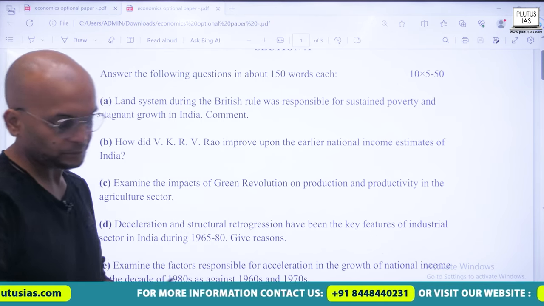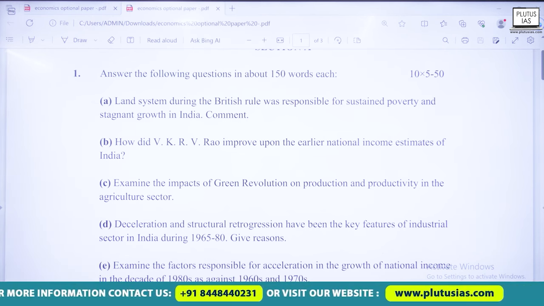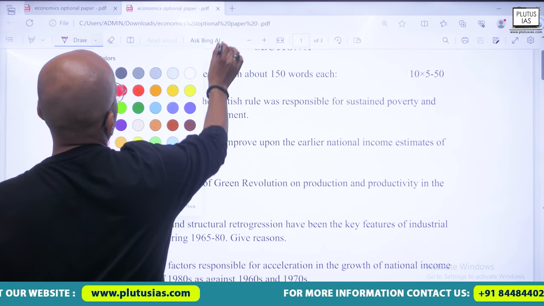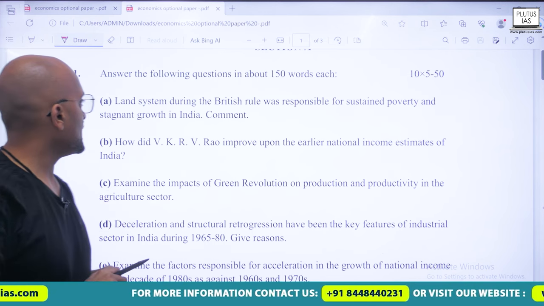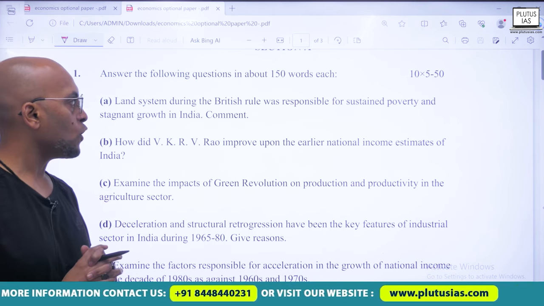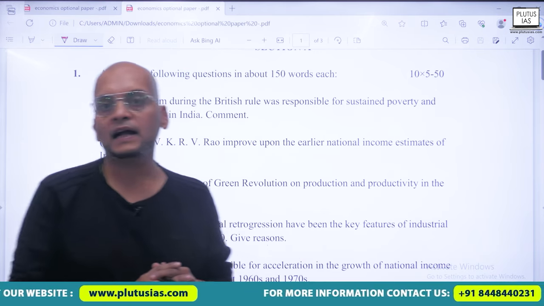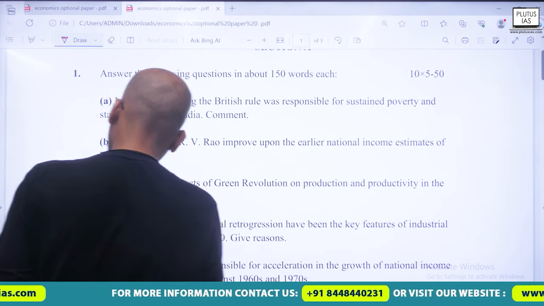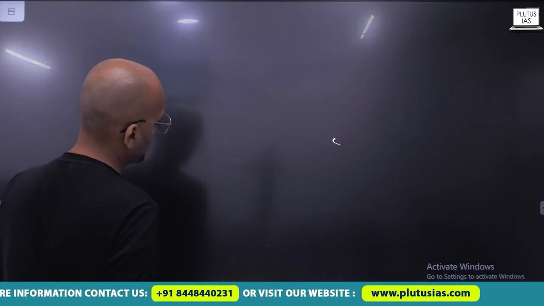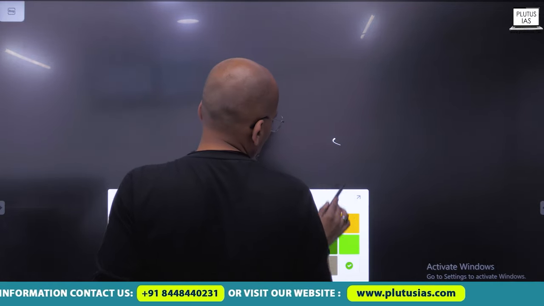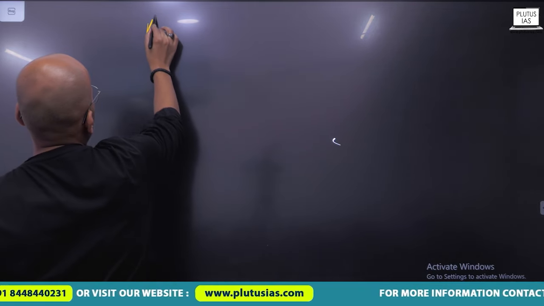Question number one. It says that the land system during the British rule was responsible for sustained poverty and stagnant growth in India, and we are required to comment on it. So how? There are a few salient points that can be presented.